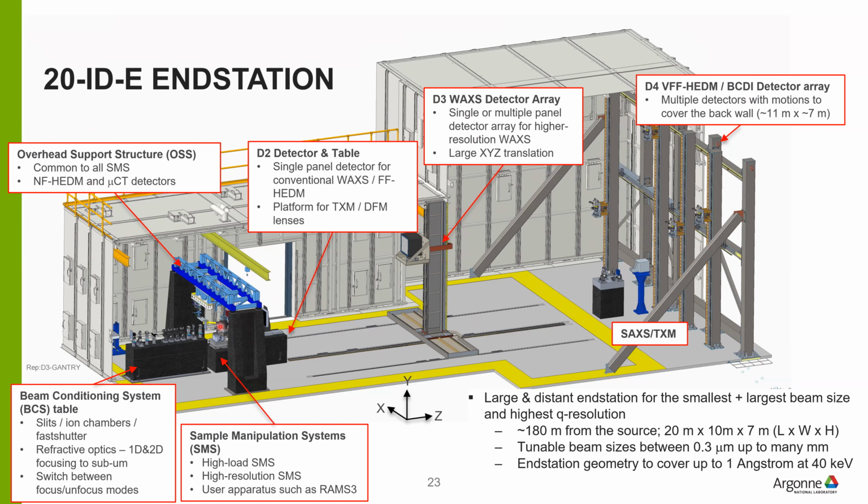It'll be equipped with various types of beam conditioning systems, detectors, and sample manipulation systems. We'll have an overhead support structure to house several detectors, so that we minimize setup time. And of course, we'll have a variety of detectors, starting from a near field detector that sits about 5 millimeters from the sample, down to about 15 meters downstream to look at small angle scattering or BCDI type of signals.